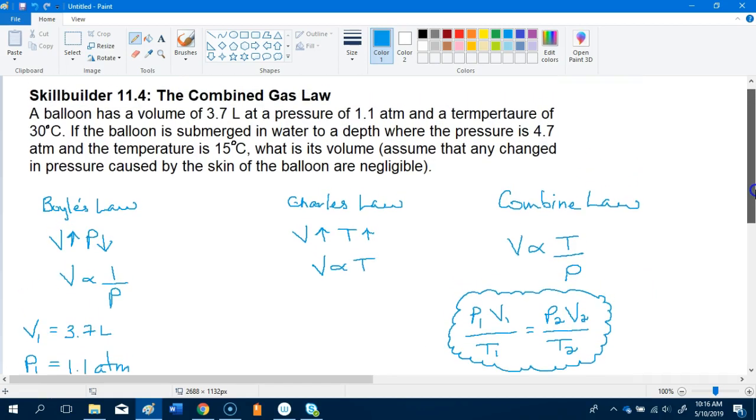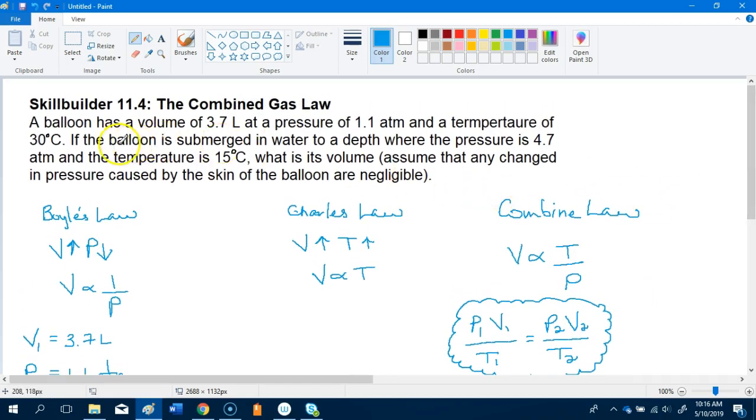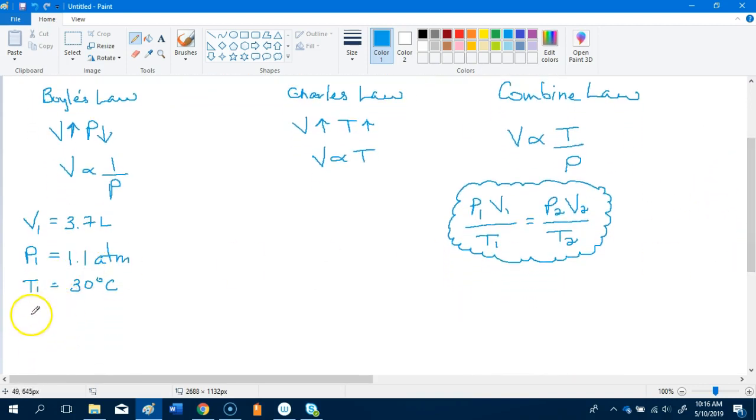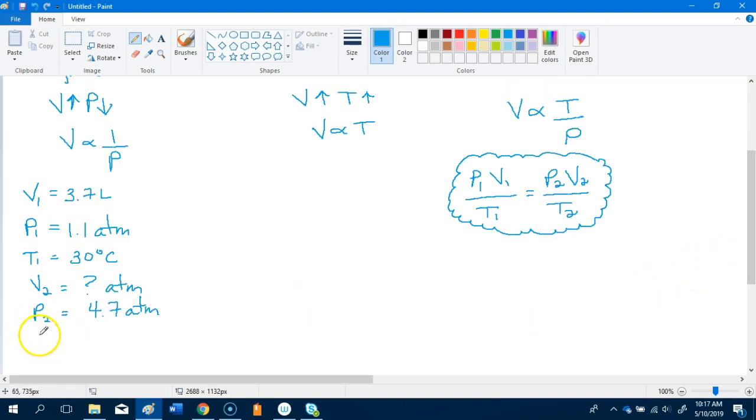Now we have to look at our final variables. We take the balloon and submerge it in water to a depth where the pressure is 4.7 atmospheres and the temperature is 15 degrees Celsius. What is its volume? Our final volume is what we're looking for, in liters. Our final pressure is 4.7 atmospheres, and our final temperature when it's submerged in the water is 15 degrees Celsius.